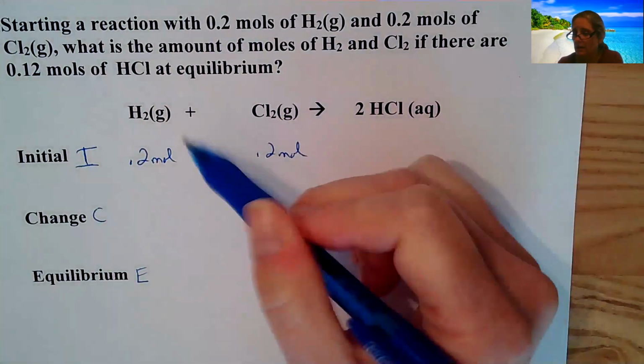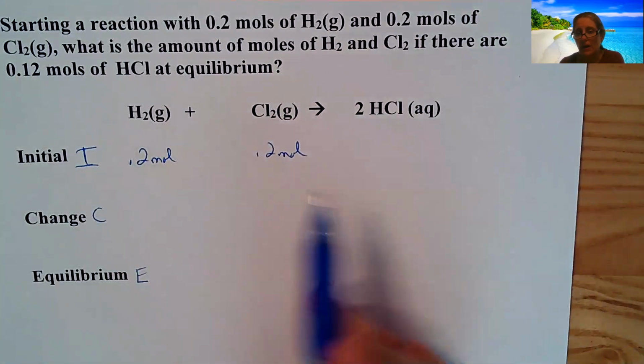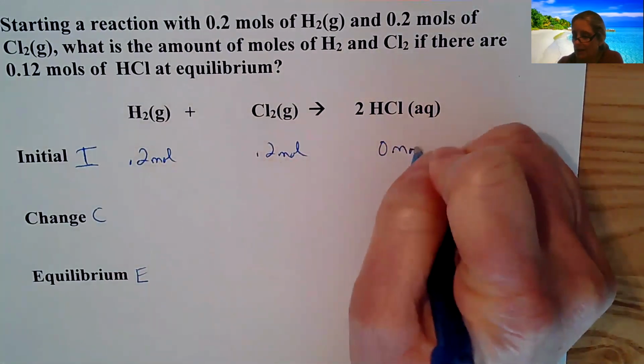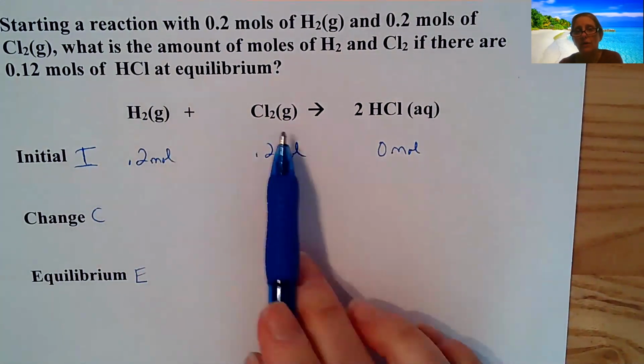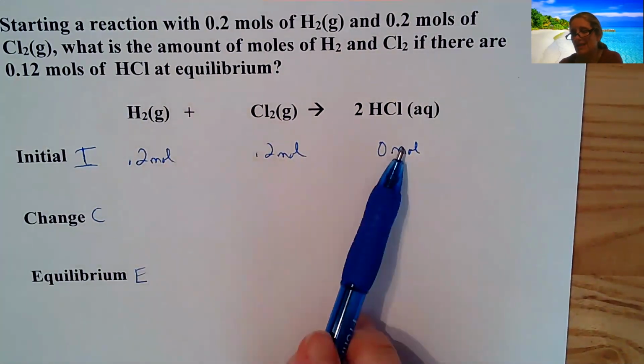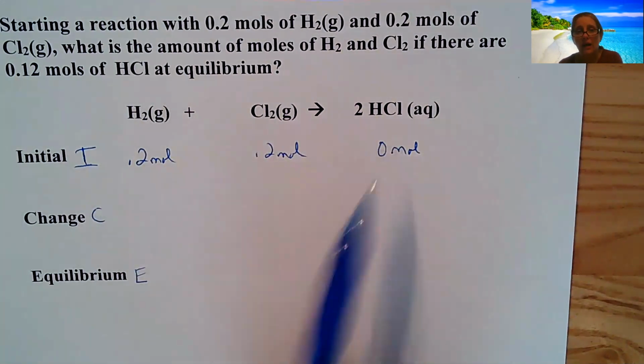Well, pretty typical in an equilibrium, if I'm giving both reactants, I probably have no product. Now, please note you can start with all product and then go back and you would have no reactant. So one side will always be 0 in your ICE charts.